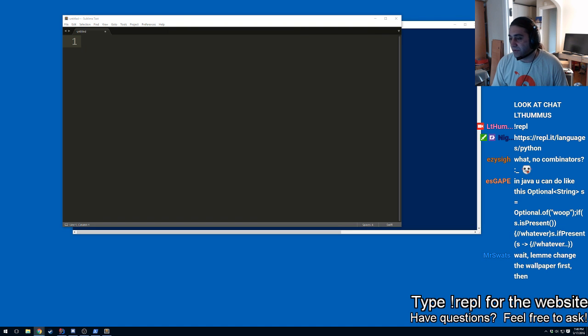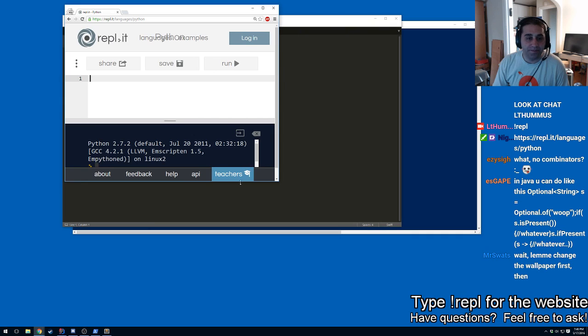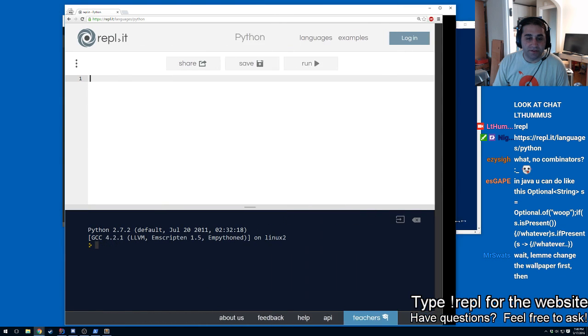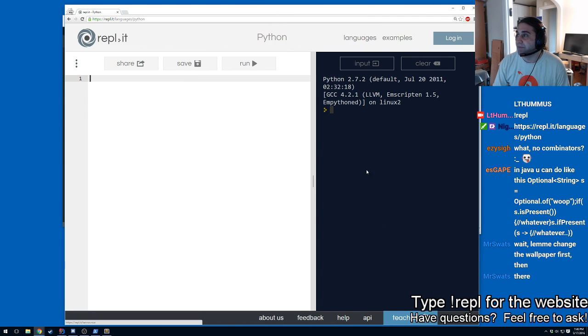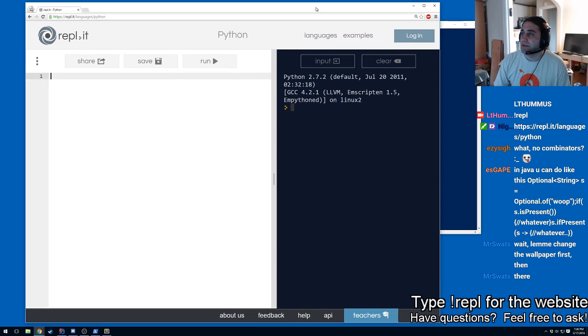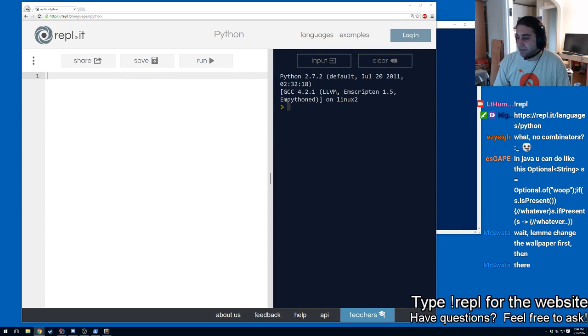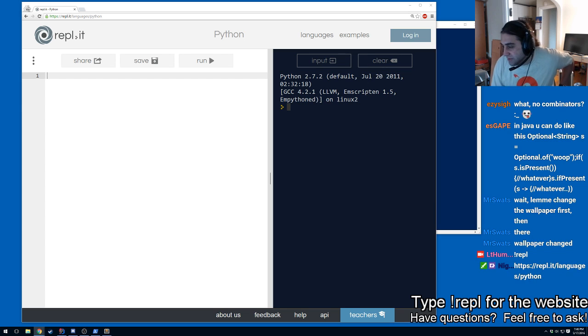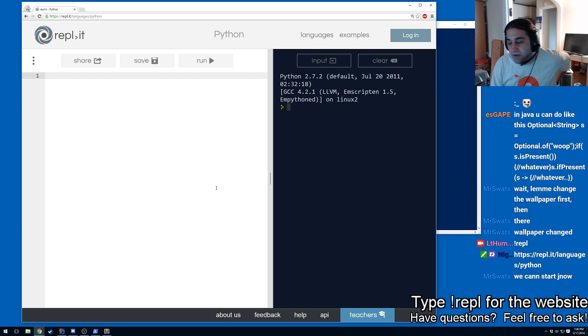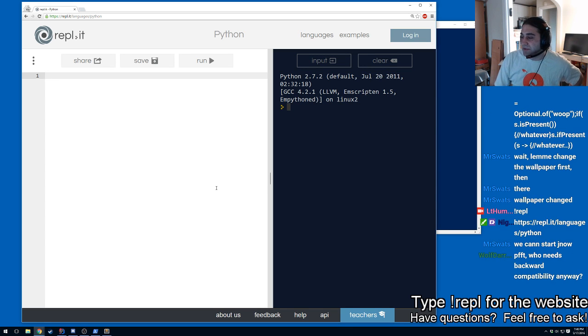Anyway, so let's open up the REPL, which I had open. Bam, there we go. I like how they have a little teachers section here. I should probably fill that out. If you all need to get to the REPL, you can type bang REPL. It'll get you the link so you can follow along. For the folks who need backwards compatibility, the same people who pay people ungodly amounts of money to write COBOL.